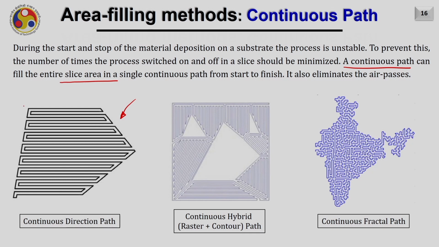Here you can see the outer geometry, which I am approximately drawing, is scanned by the direction parallel path, but it is continuous in nature. Now we are not having any switch off and on, and therefore the tool path is continuously depositing the material.